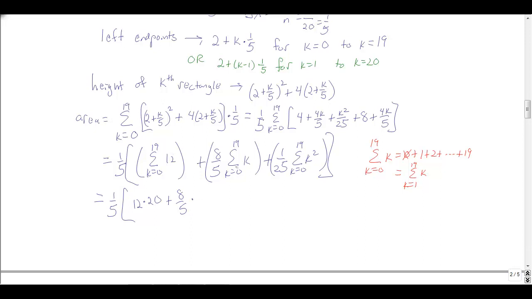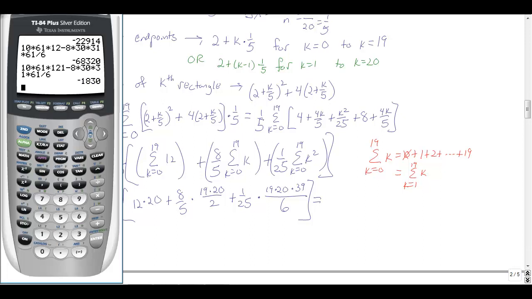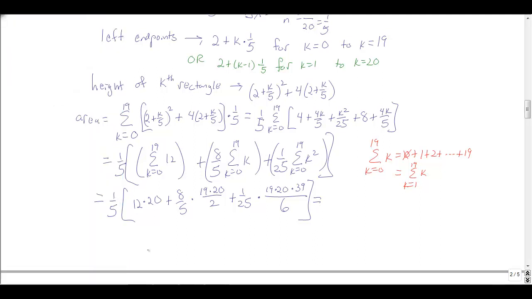In any case, what I'm going to get is n, it's 19, times n plus 1, which is 20, over 2, plus 1/25. The k squared formula is I take n times n plus 1, and then times 2n plus 1. 2n is 38, plus 1 is 39, and then divide by 6. And now this would be a closed form. There's no more summations. We can just plug this directly into basically any old calculator. We get a 1/5. That was maybe a little bit missing here on the left.